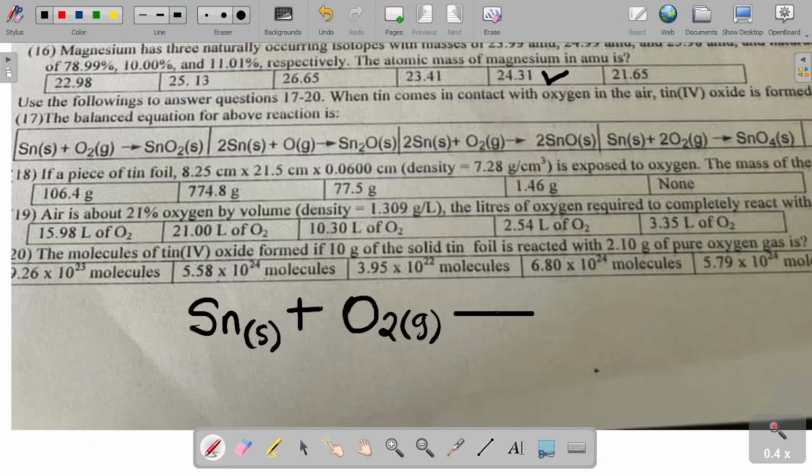So what's the formula for tin(IV) oxide? Tin(IV) oxide is actually given by SnO2. That's tin(IV) oxide, and this is usually a solid. So this becomes the answer. Let's see which option matches this. Sn plus O2 gas gives SnO2 solid.